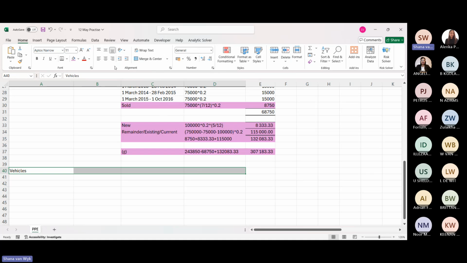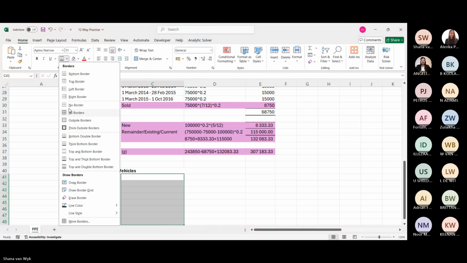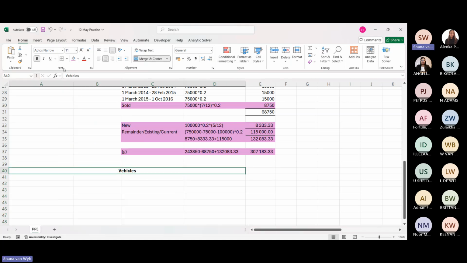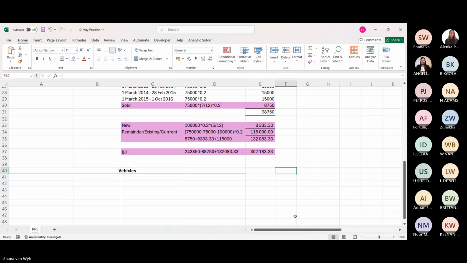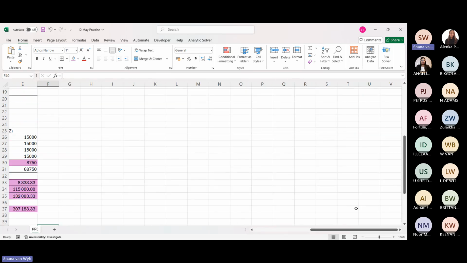Oh, this is going to be a big T account. Okay, so vehicles. So I'm going to make it like this. And then I think it was accumulated depreciation.